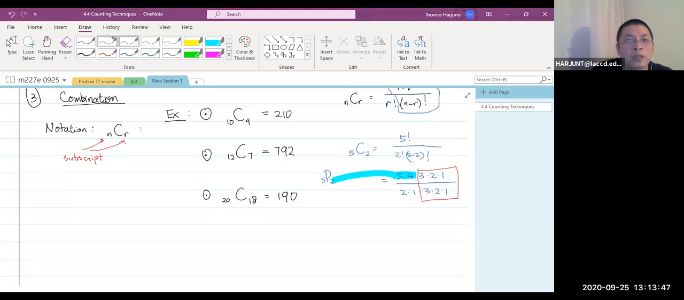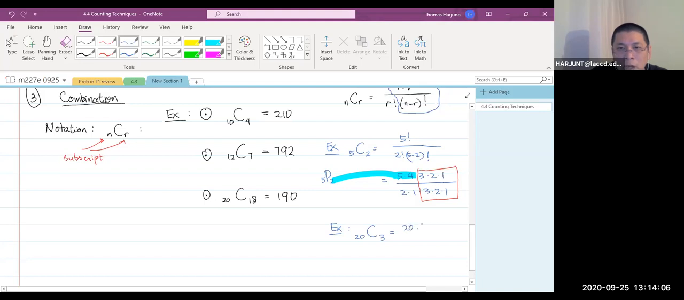But suppose, for example, I have another example. If I want to do it by hand without calculator, suppose I have 20 combination 3. What does it mean? On the numerator, do the permutation: 20 times 19 times 18. That's the permutation part. Divide it by 3 factorial at the bottom, 3 times 2 times 1. That's what it means.